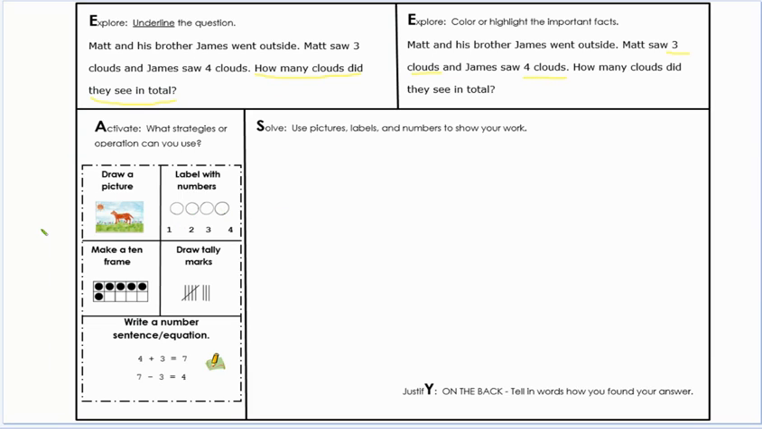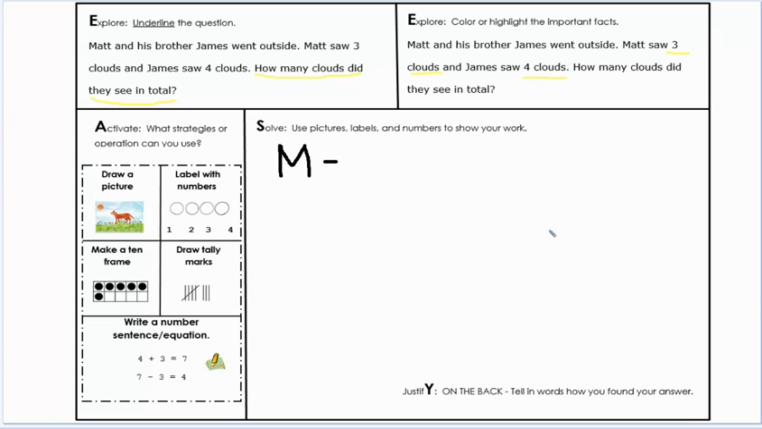All right. So now if we look at our strategies, the very first thing that I could do is draw a picture. Okay. So I'll read the problem one more time. Okay. So I could have an idea of what to draw. It says Matt and his brother James went outside. Matt saw 3 clouds and James saw 4 clouds. How many clouds did they see in total? Okay, so I know that I'll be drawing clouds, so I could just draw circles for the clouds, okay? And first it was Matt who saw clouds, so I'm going to do an M for Matt, okay?